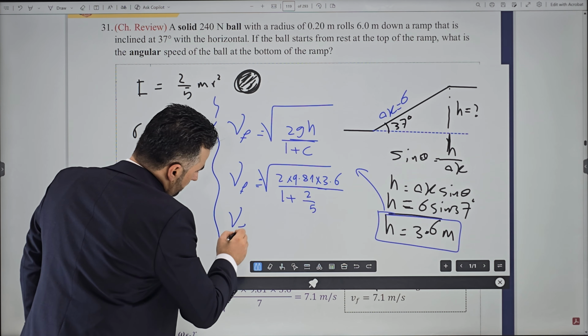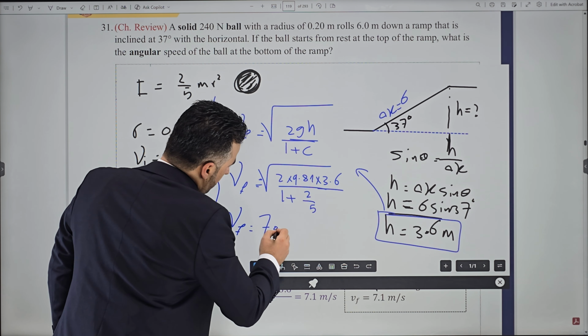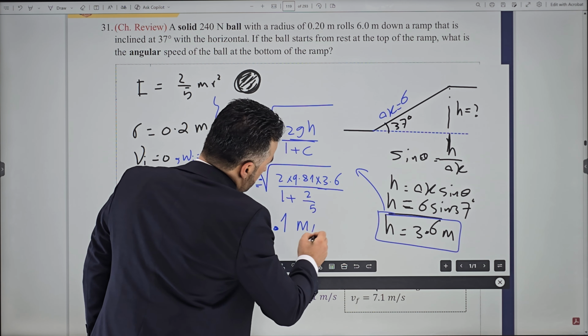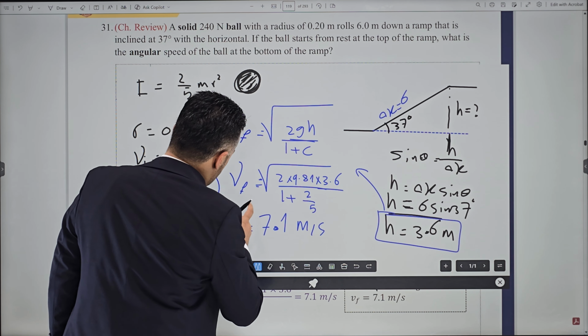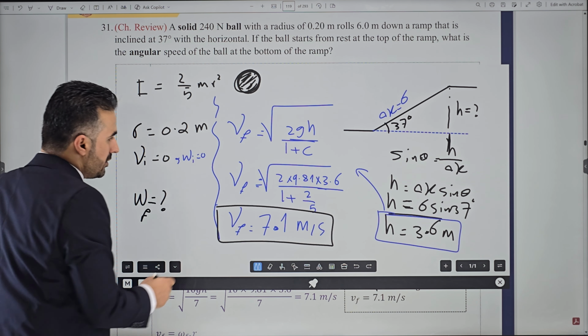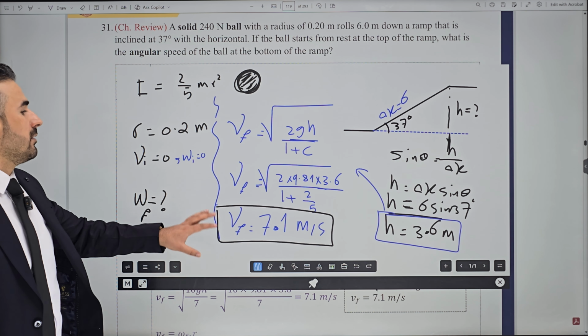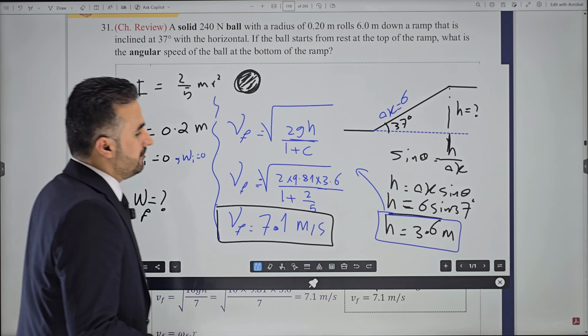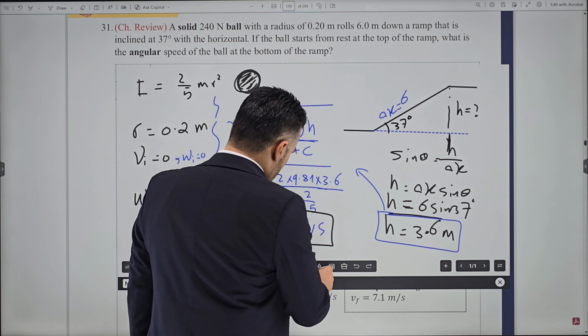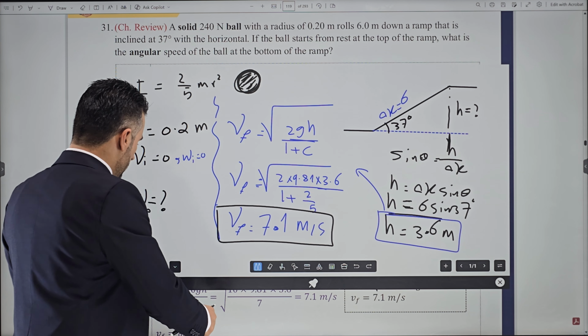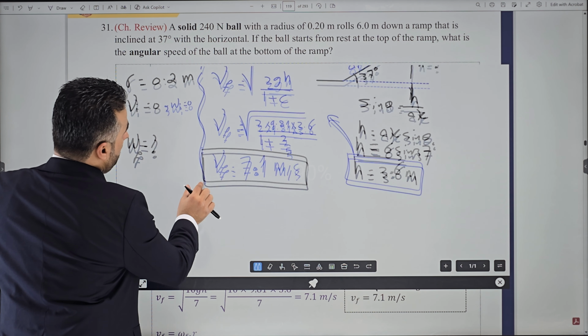So V final is equal to 7.1 meter per second. But remember, this is translational speed. We don't want translational. What do we want? We want angular, correct? So how do you find angular now?